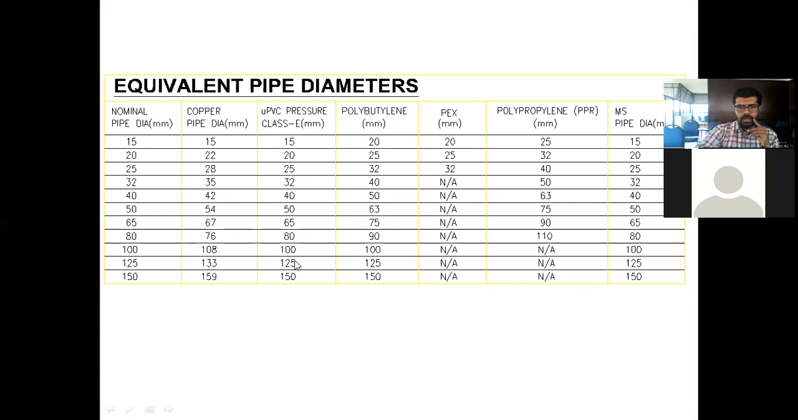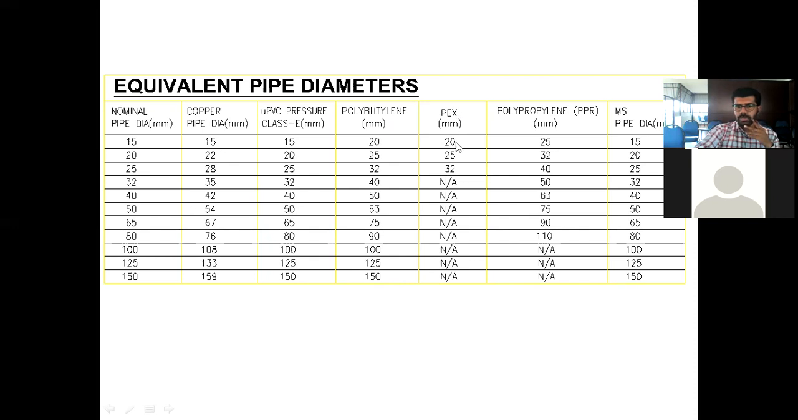The same with polybutylene, but it starts from 20 only. There is no 15 mm pipe. Then it comes 25, 32, 40, 50. After 50, instead of 65 it is 63. Then 75 is there. Then 90 is there. 100 is there. 125, 150.